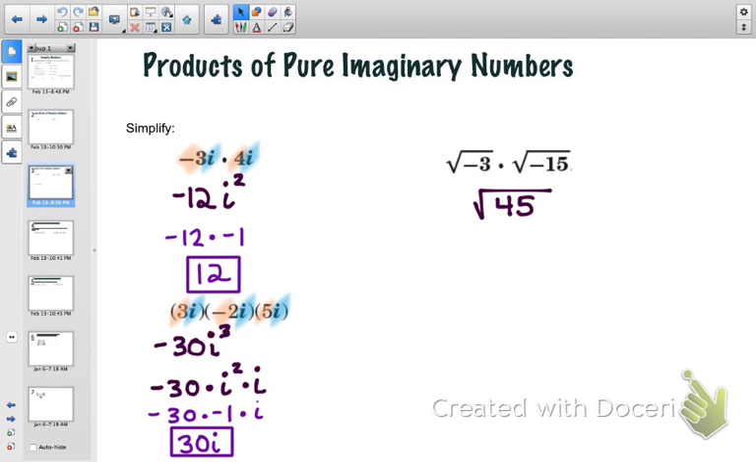This is just like a topic 3 problem. 9 is the biggest perfect square, and 5 is the other factor. Simplify the square root of 9 to get 3 root 5.